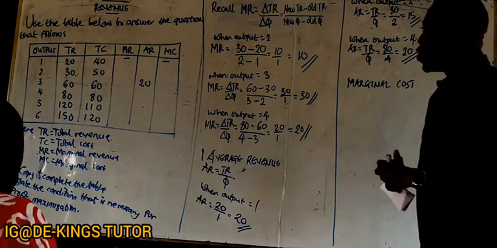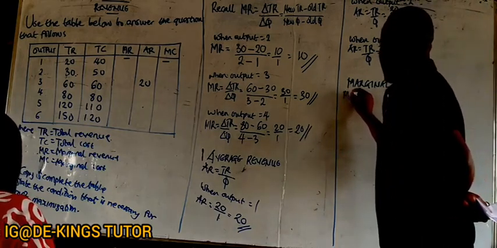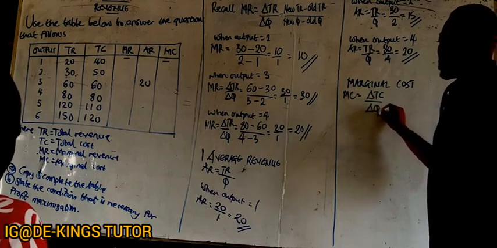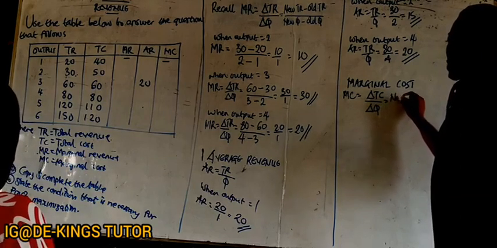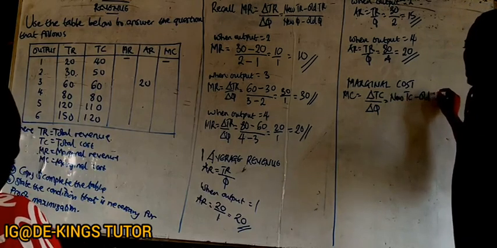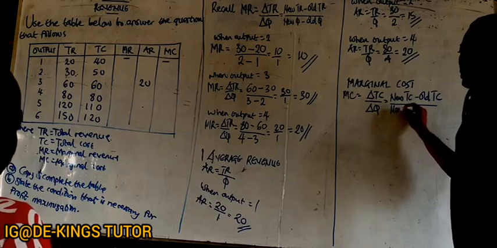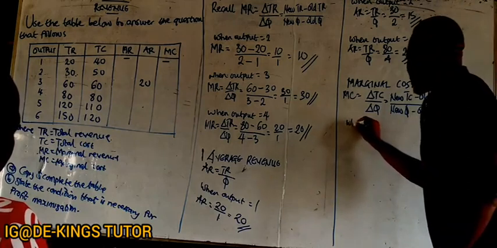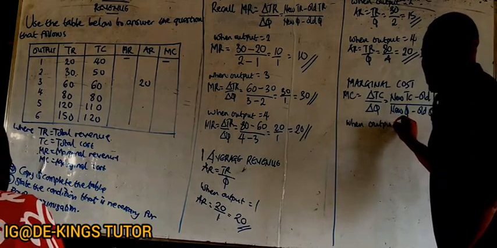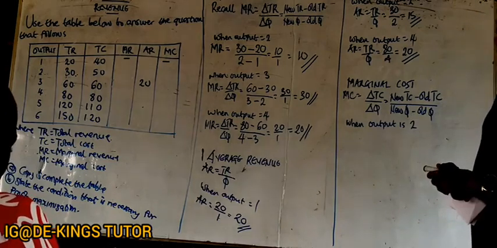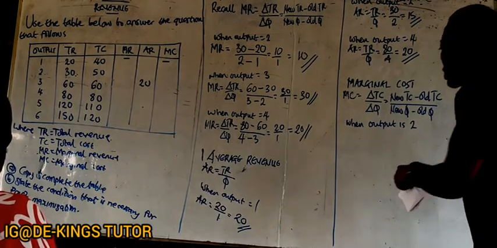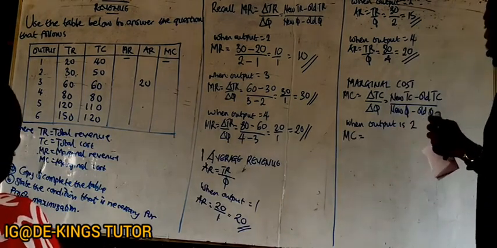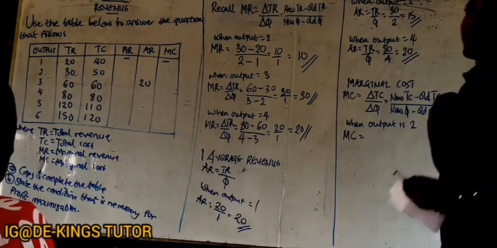Remember our formula for marginal cost is the change in total cost over the change in quantity, which gives us the new total cost minus the old total cost, divided by the new quantity minus the old quantity. So now the second one, when output is 2, our marginal cost will be equal to what? What is my new total cost? 50.